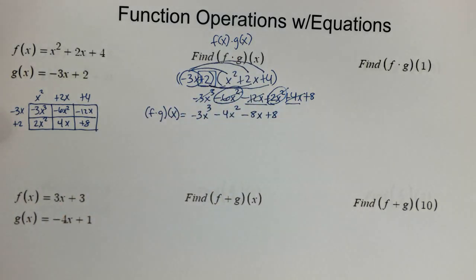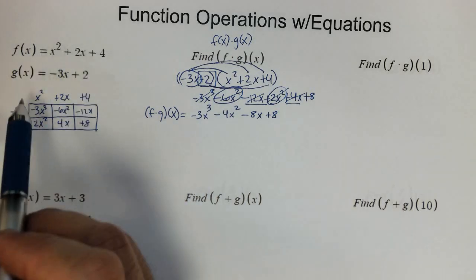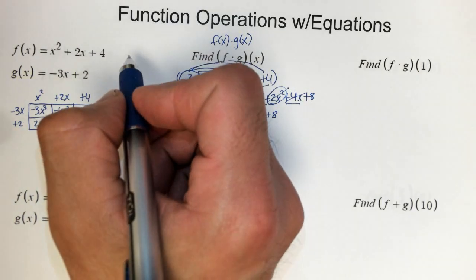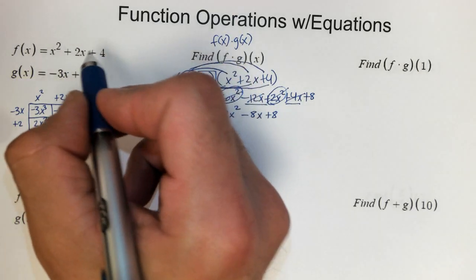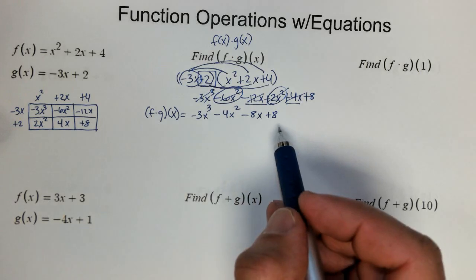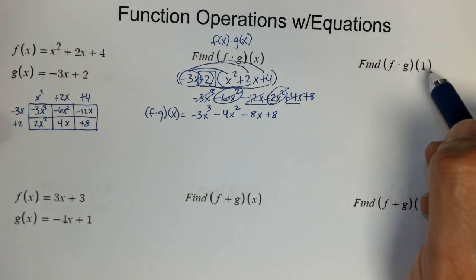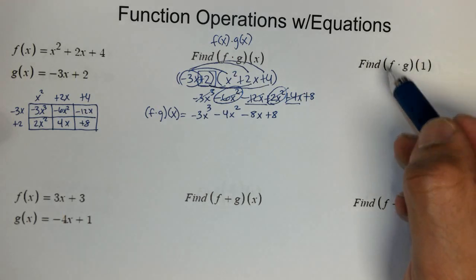My new function is a cubic function. I started with x squared with a linear, and when I multiplied them, right, and I can show you what that looks like here in a minute. When I multiply the two, I get a new equation. Now I want to find out what is the value at 1 for this new equation.